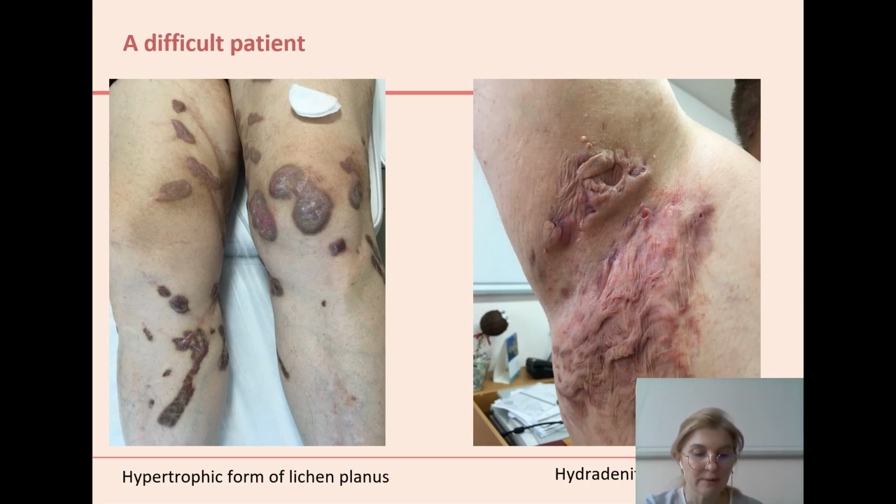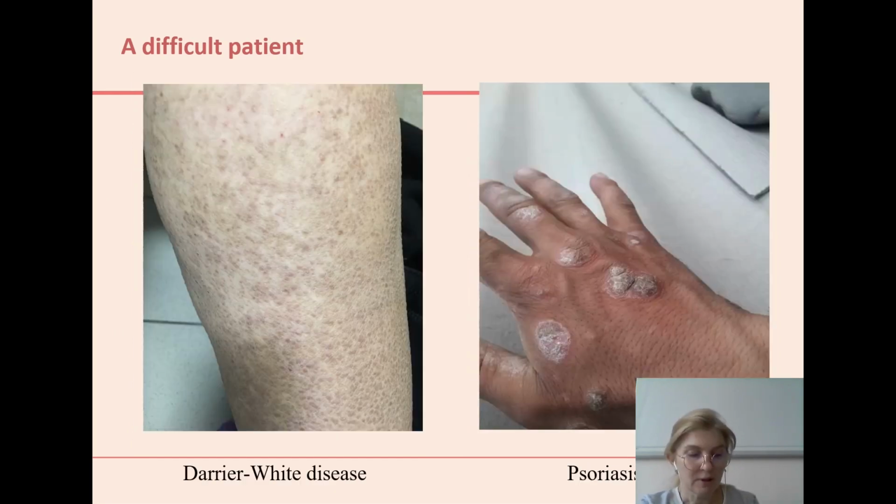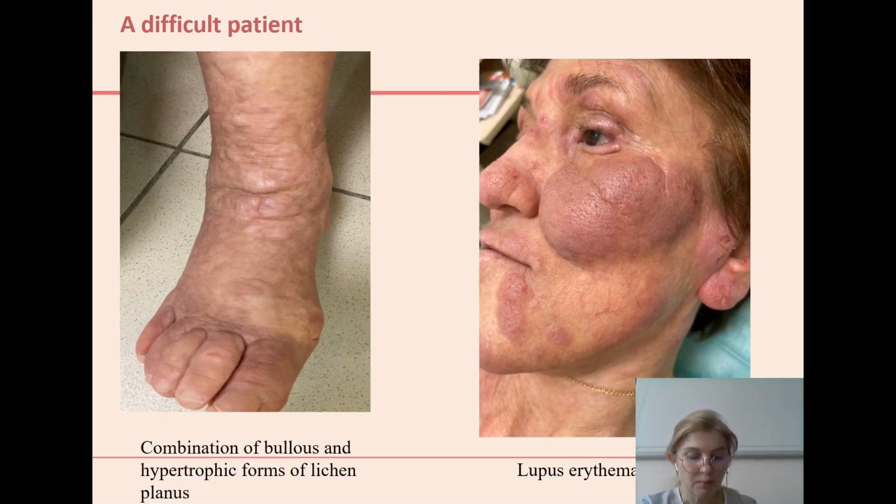This slide presents difficult clinical cases in which biopsy material had to be collected. Hypertrophic form of lichen planus, hidradenitis, anetoderma, actinic cheilitis, Darier's disease, psoriasis, a combination of villous and hypertrophic forms of lichen planus, lupus erythematosus.